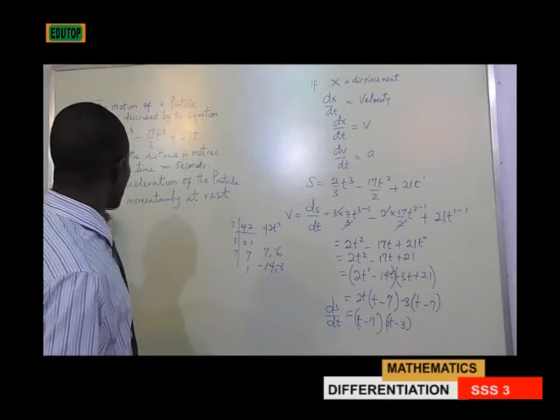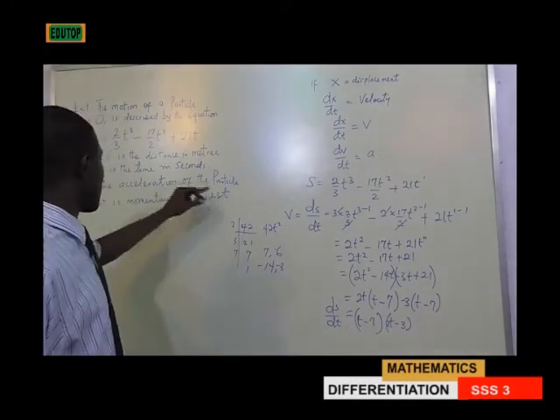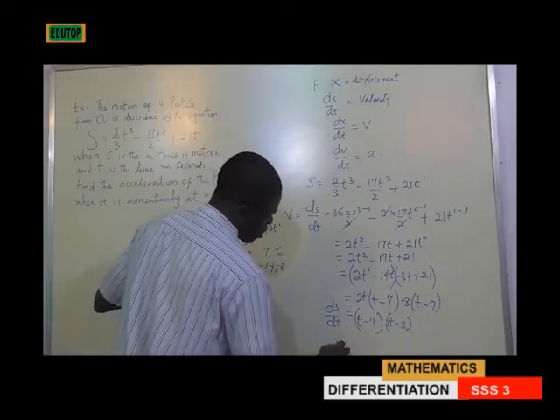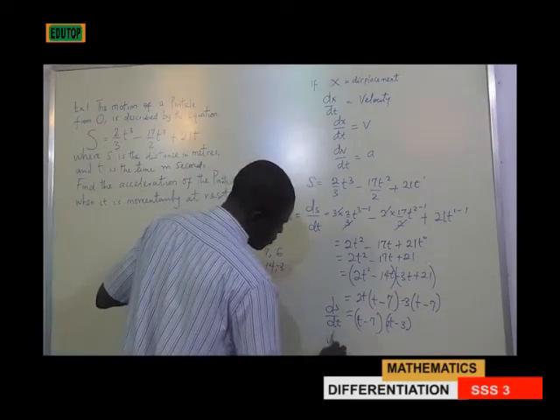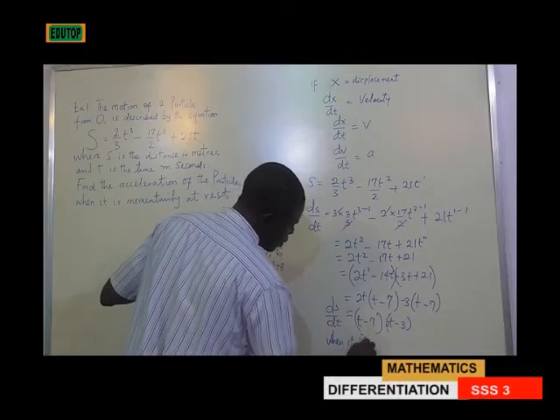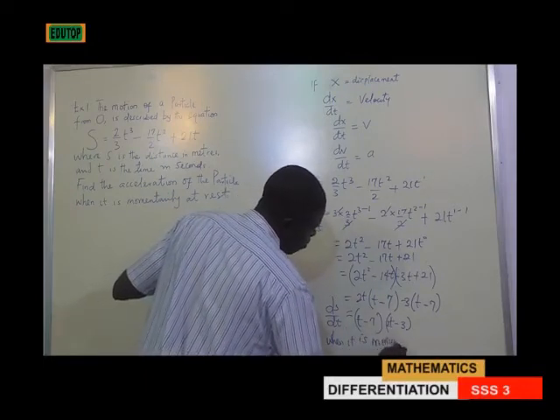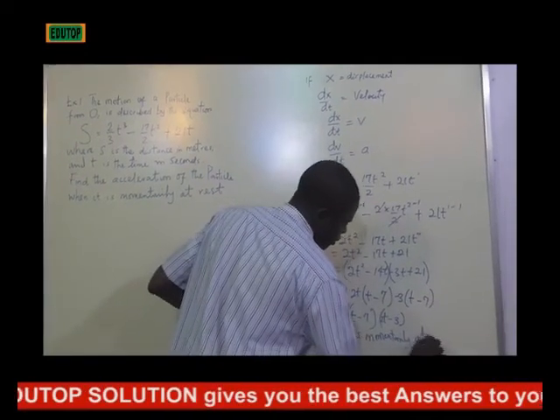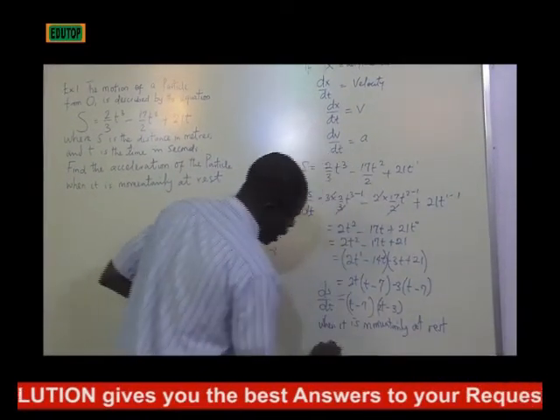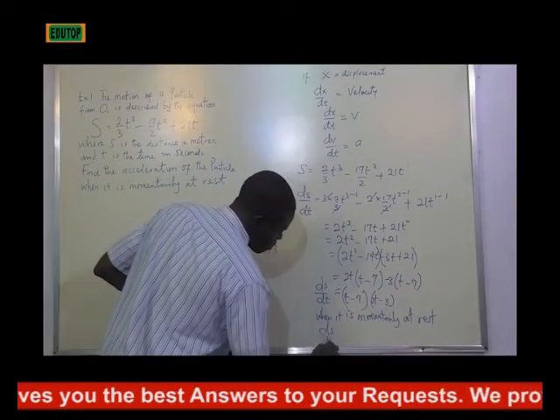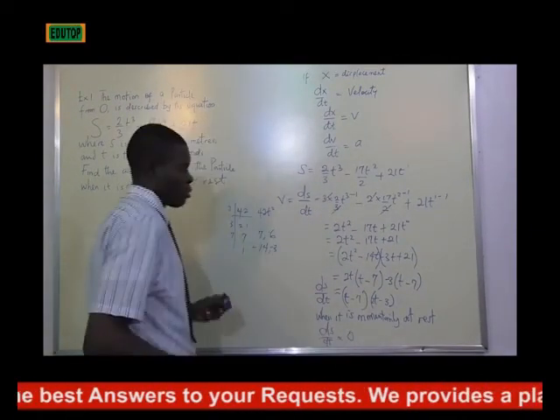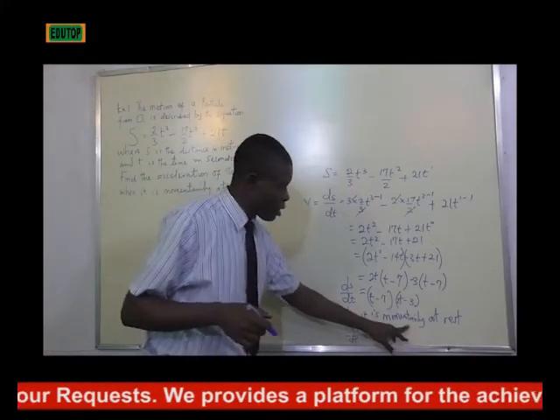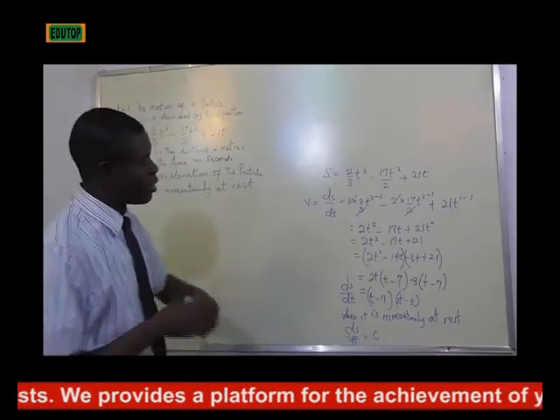And remember the question: find the acceleration of the particle when it is momentarily at rest. So when it is momentarily at rest, at that point ds/dt will be equal to 0. When it is momentarily at rest, ds/dt is equal to 0.